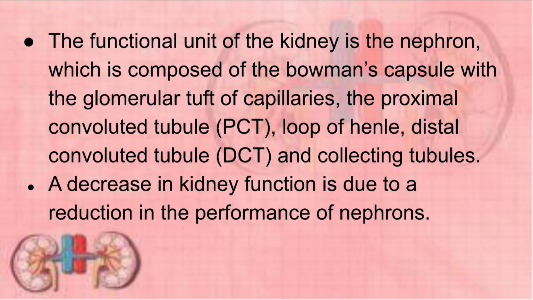The functional unit of the kidney is the nephron, which is composed of the Bowman's capsule with the glomerular tuft of capillaries, the proximal convoluted tubule, the loop of Henle, the distal convoluted tubule, and collecting tubules. A decrease in kidney function is due to a reduction in the performance of nephrons.